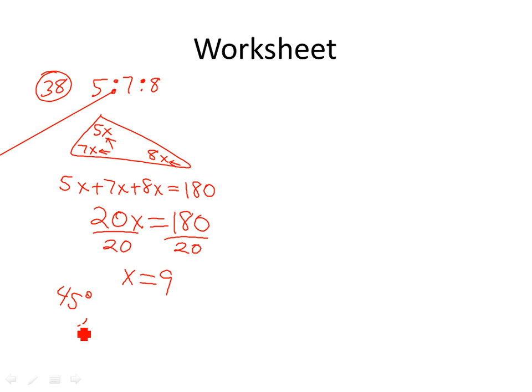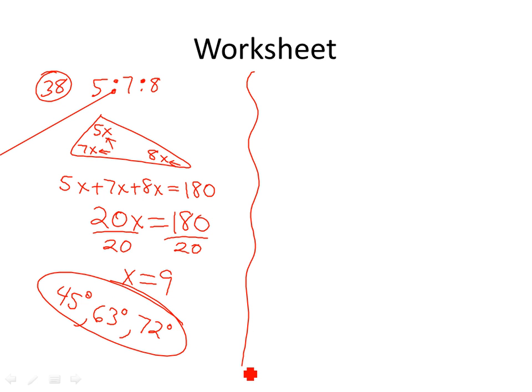So one angle is 45 degrees. What's 7 times x? Or 7 times 9, sorry. 63. What's 8 times 9? 72. Those are our 3 angles. Give me another problem.